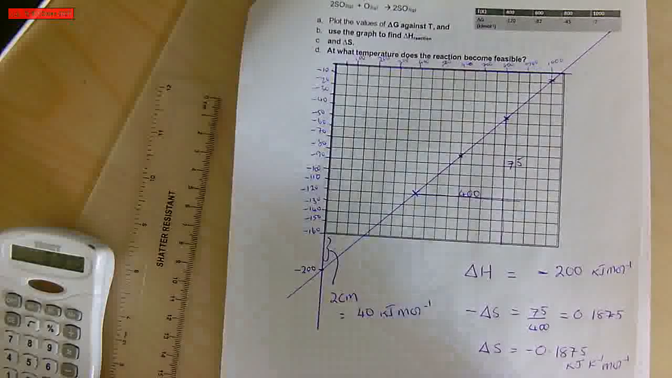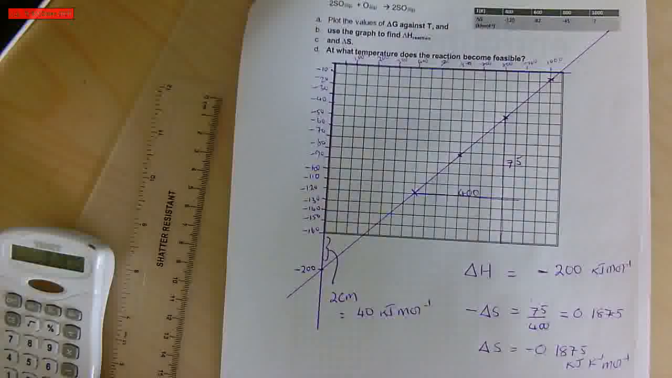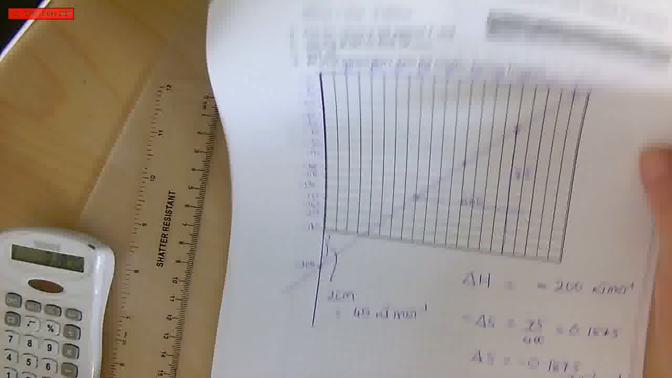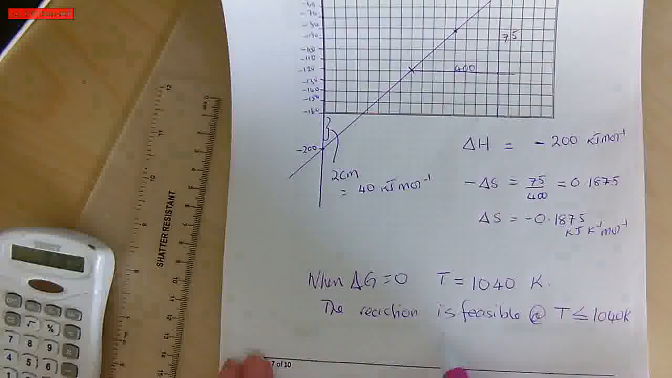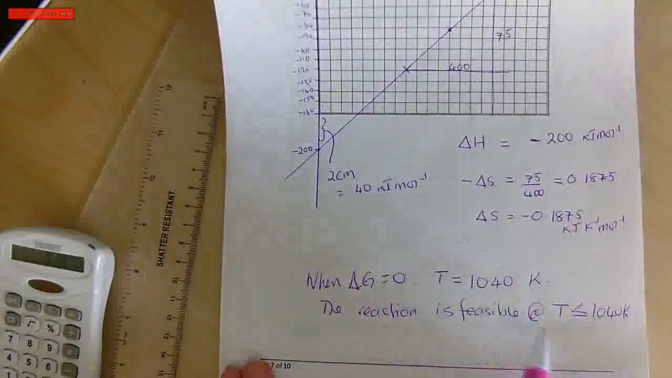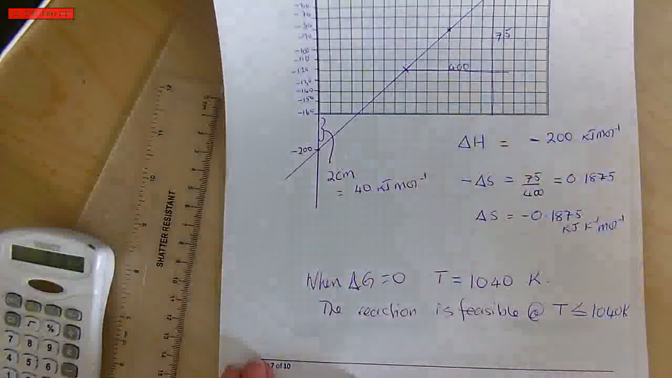So the reaction is feasible at temperatures less than or equal to 1040 Kelvin. So I've put when delta G is 0, temperature is 1040 Kelvin, so the reaction is feasible at temperatures less than or equal to 1040 Kelvin.